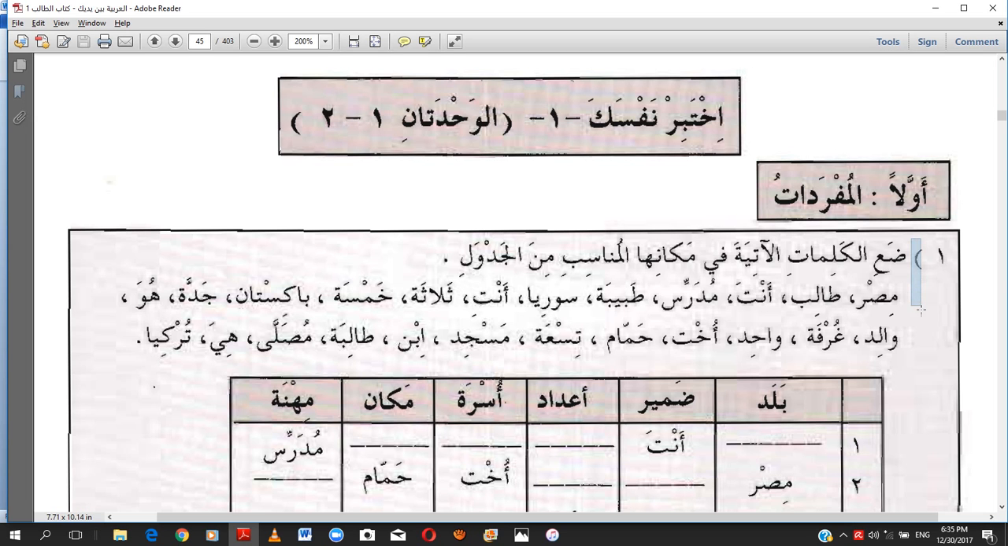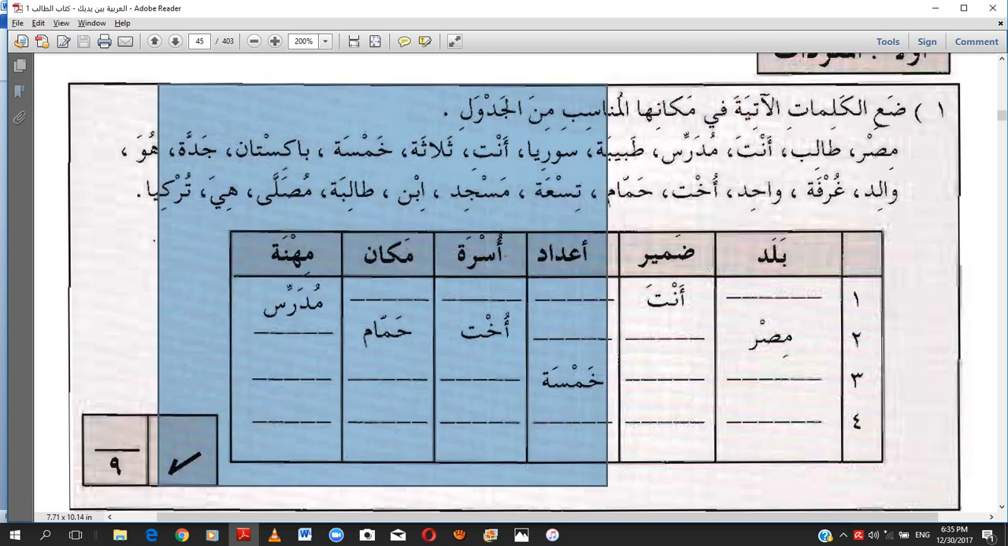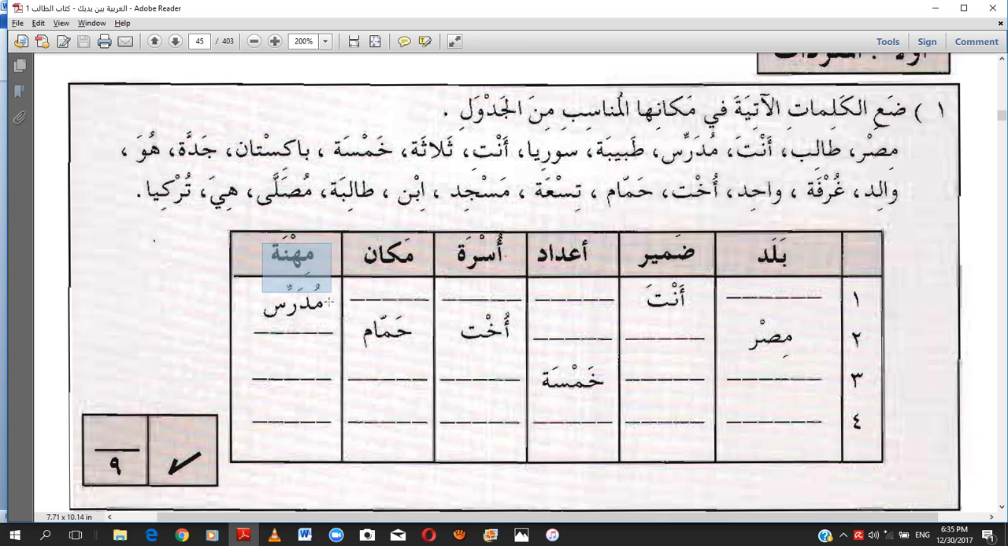The first section that we did says "دع الكلمات الآتية في مكانها المناسب من الجدول", which meant put the following words in their proper places in the chart. All right, and we had six sections. The first one was balad. Okay, balad we said means what?